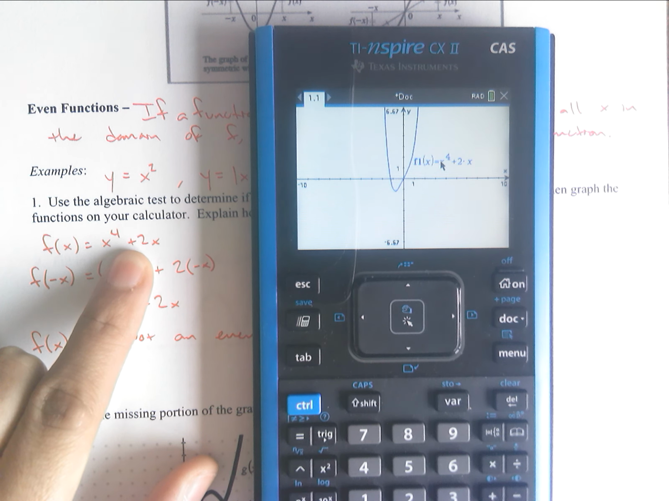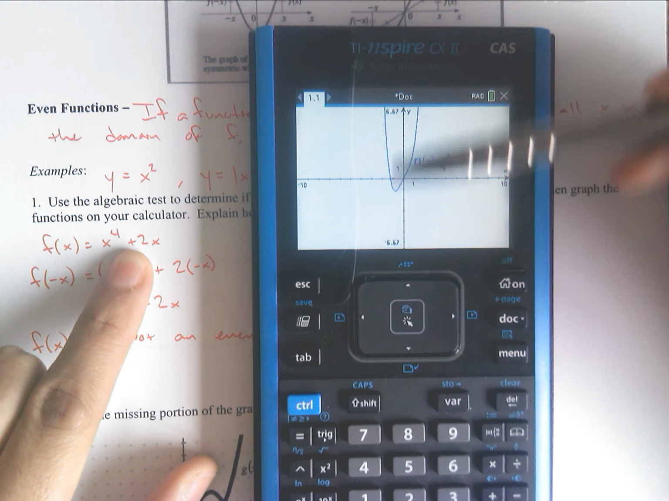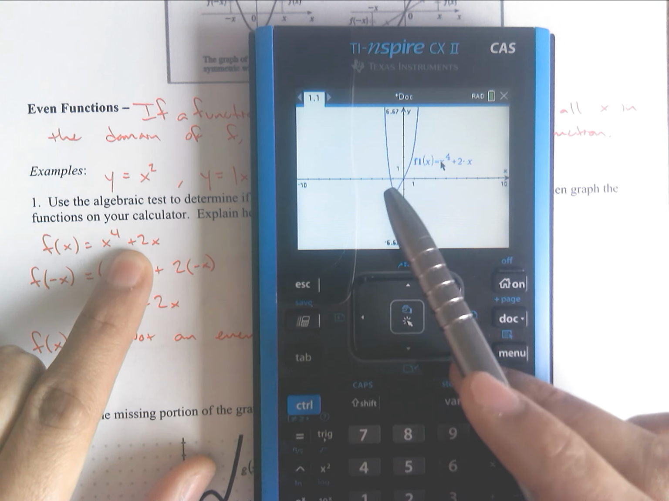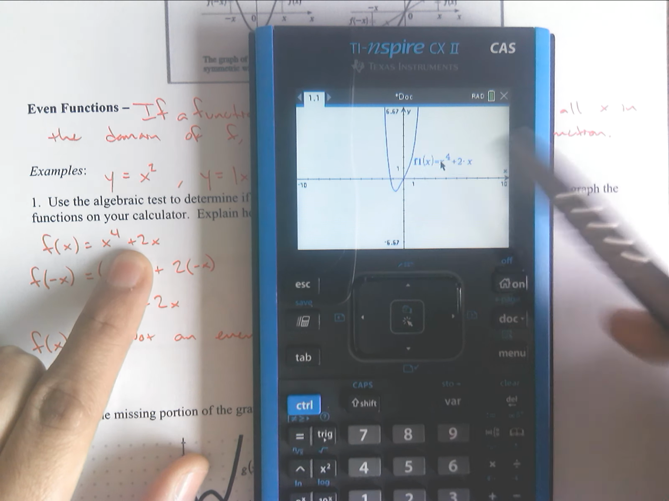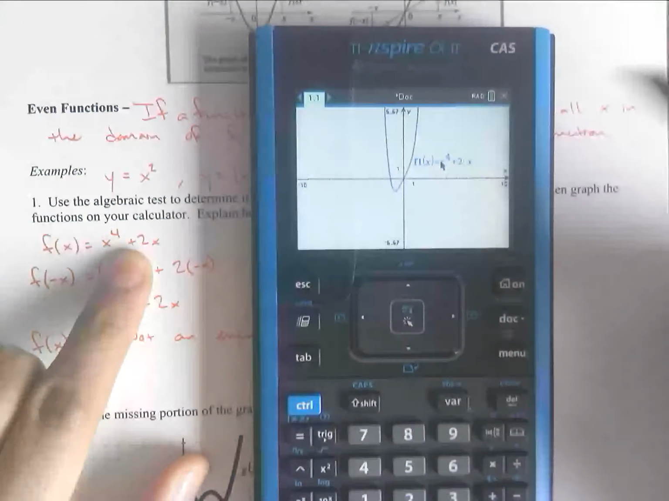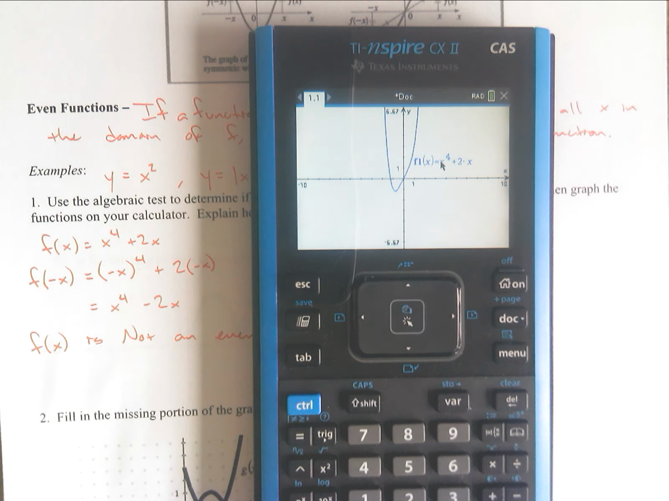Looking at the graph here, we can see that the function is not symmetric about the y-axis. In fact, on the left-hand side of the y-axis, in the negative x, we have negative y's. But on the right-hand side, on the positive x side, we don't have any negative y's. It's all positive. So this is not symmetric about the y-axis, and therefore f is not an even function.